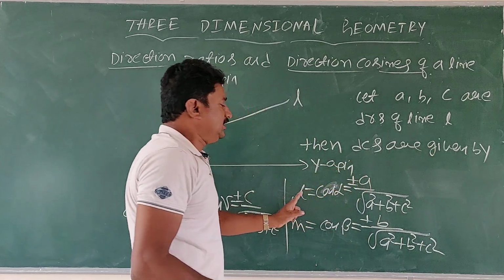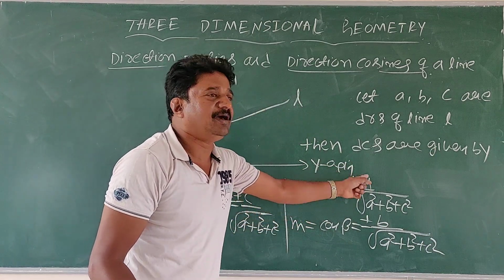DCs are given by l equals cos alpha equals plus or minus a by b.